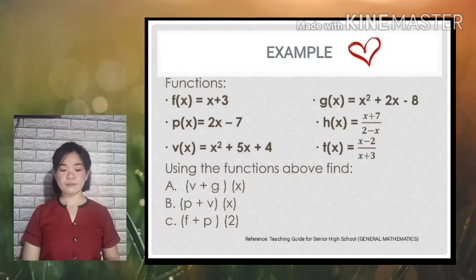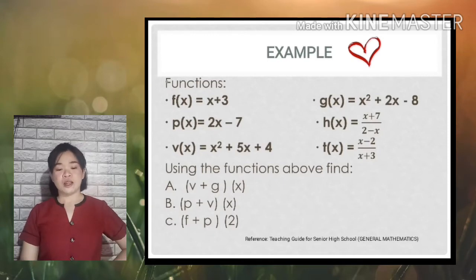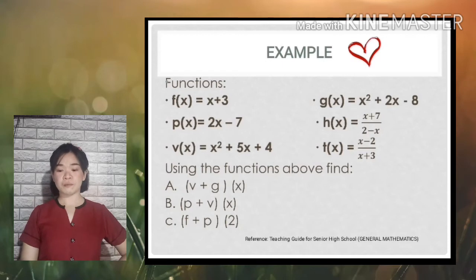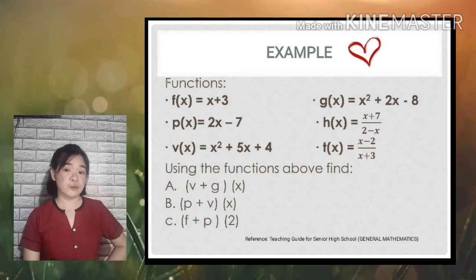Okay? Same property. So, our functions are f of x is equal to x plus 3, g of x is equal to x squared plus 2x minus 8, p of x is equal to 2x minus 7, h of x is equal to (x plus 7) over (2 minus x), v of x is equal to x squared plus 5x plus 4, t of x is equal to (x squared minus 2) over (x plus 3). So those are the functions that we are going to use.